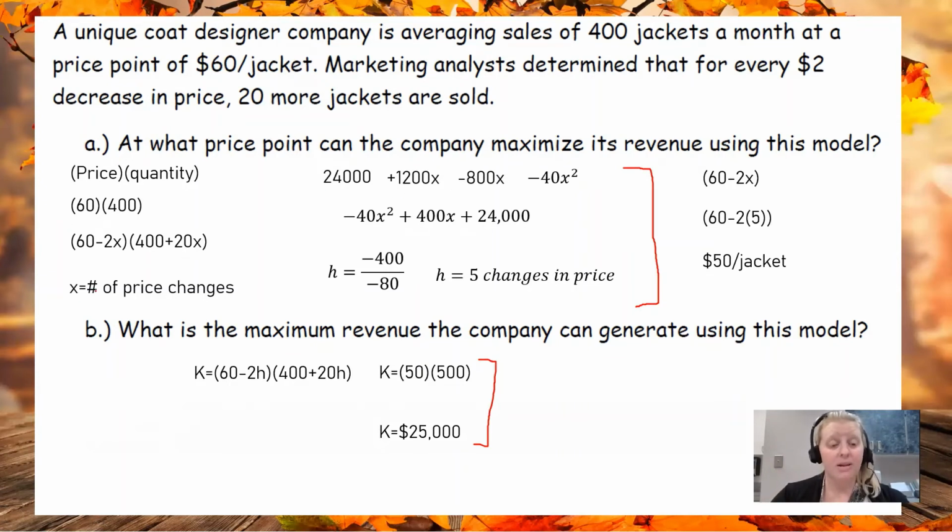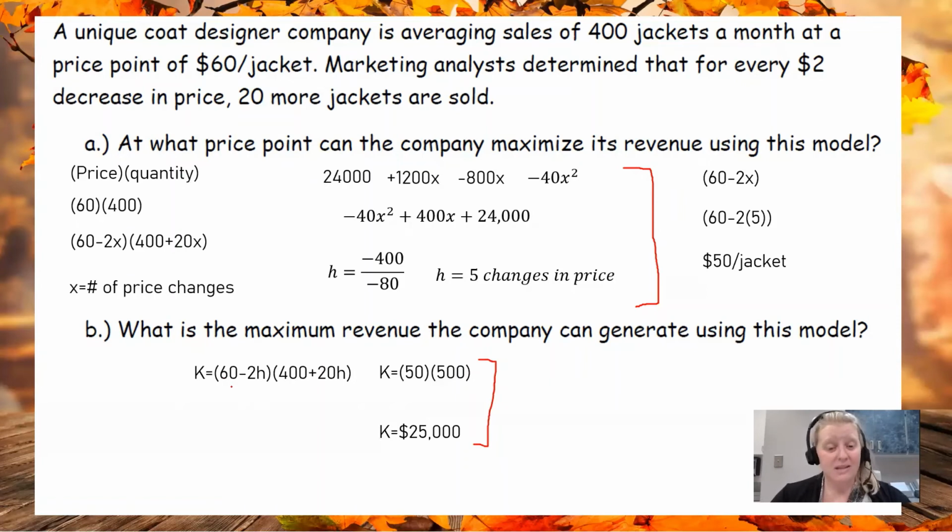So we have to remember X is the number of times we change the price. If we FOIL it, we should end up getting negative 40x squared, plus 400x, plus 24,000. Get that successfully, we can compute H, opposite B over 2A, and get 5. So we're going to change the price 5 times. So if you went ahead and got K out of that, I actually showed my work for K down here, since technically letter B is asking for K.